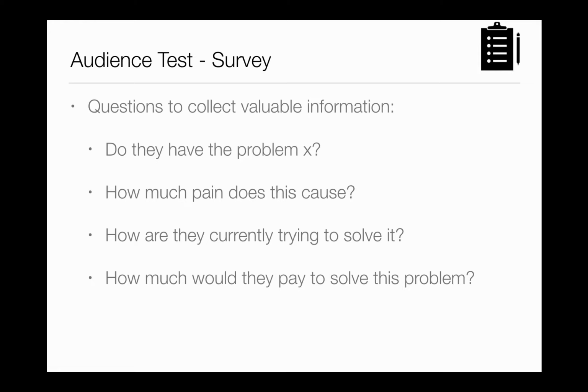So if it is a big enough problem, how are they currently solving it? Is it a good way of solving it, bad way of solving it? How can you improve that? You really want to find out from them how they're trying to solve it. You don't want to give them a possible solution until you've heard what they have to say about the problem, and also wait until you've heard what they are currently trying to do to solve that problem to see if your product idea would be better than the current solution that they've got.